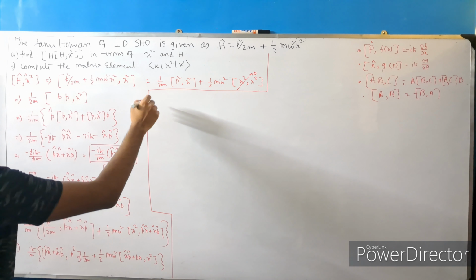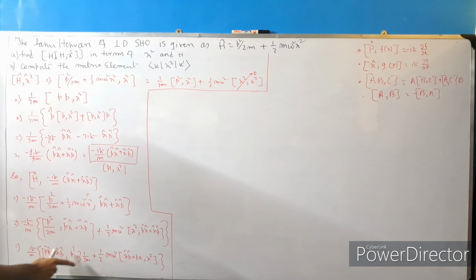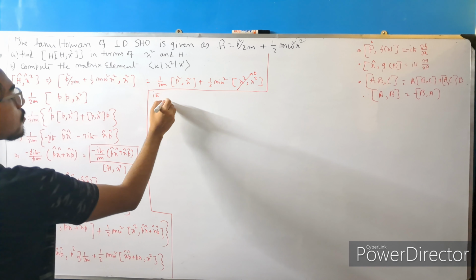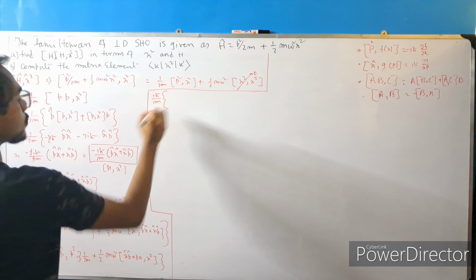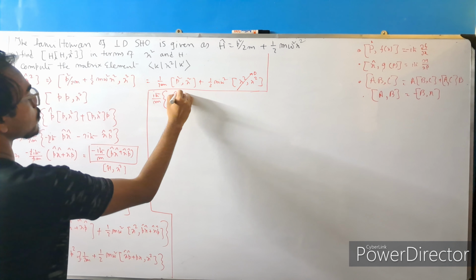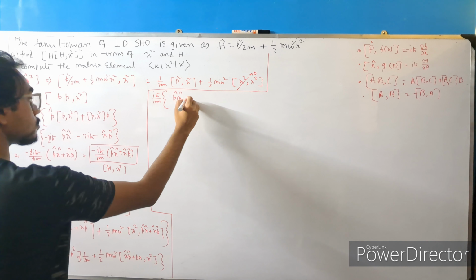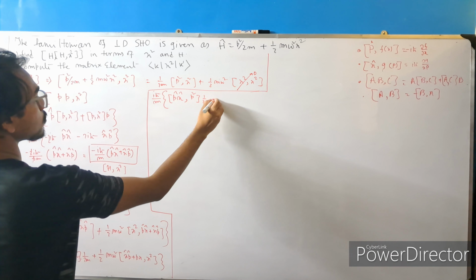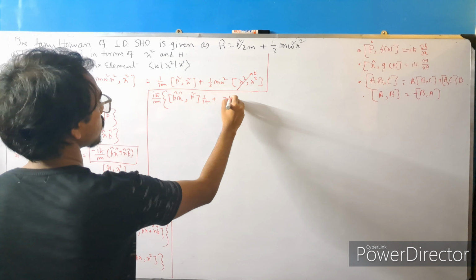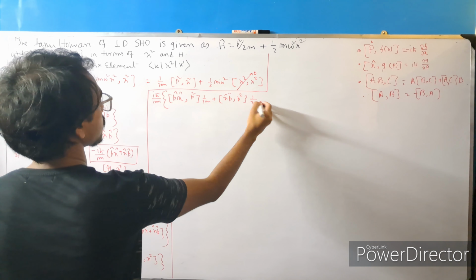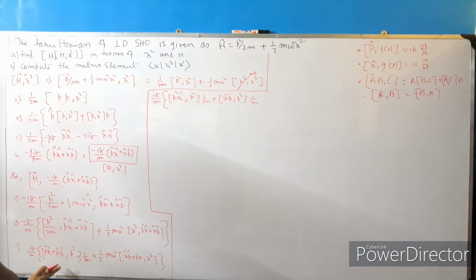Now, I will again break this commutator as [a + b, c], so I can write [a, c] and [b, c]. I think you can understand what I am doing.